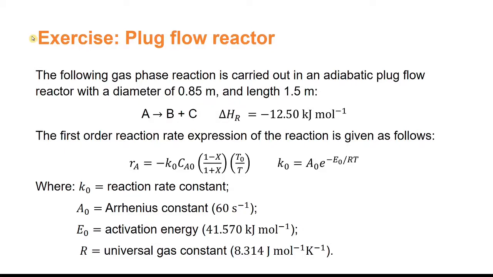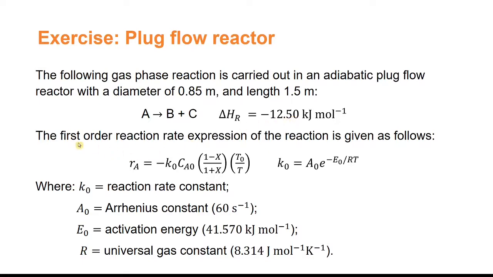We will start with an exercise. Here we have a gas phase reaction that is carried out in an adiabatic plug flow reactor or a tubular reactor. The reactor has a diameter of 85 centimeters and a length of 1.5 meters. The reaction is A goes to B and C, and it is an exothermic reaction with a heat of reaction of negative 12.5 kilojoules per mole.